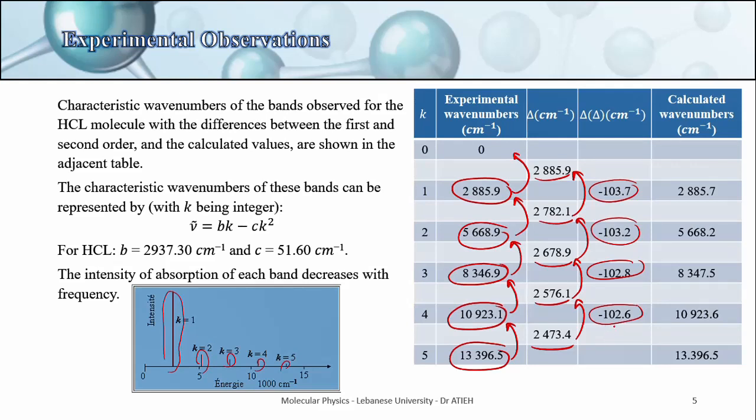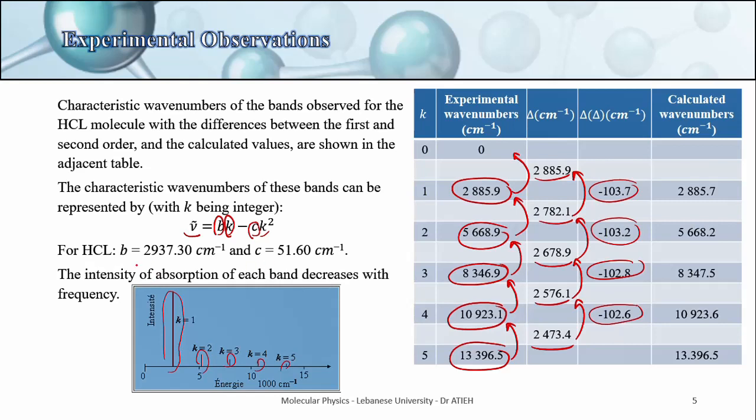So based on that, we were able to find an equation for the characteristic wave numbers represented by u bar. This is the wave number. This is the calculated wave number using an empirical formula, equals b. B is a constant. K is an integer which can be 0, 1, 2, 3, etc. C is a constant, and K is also the same integer as before.